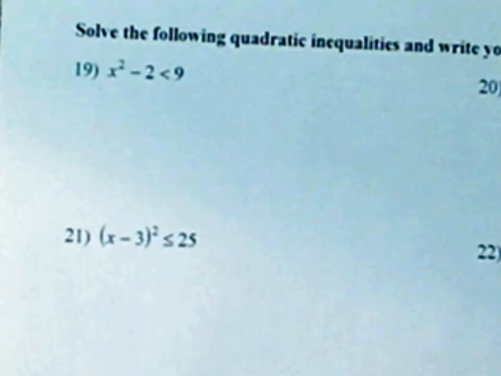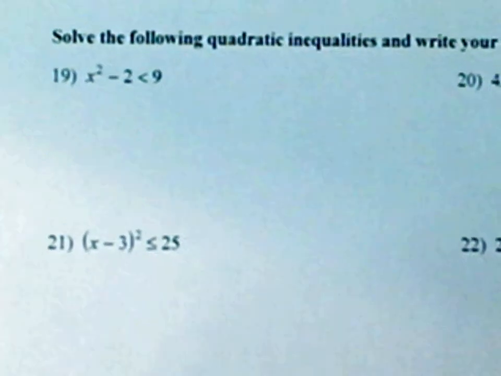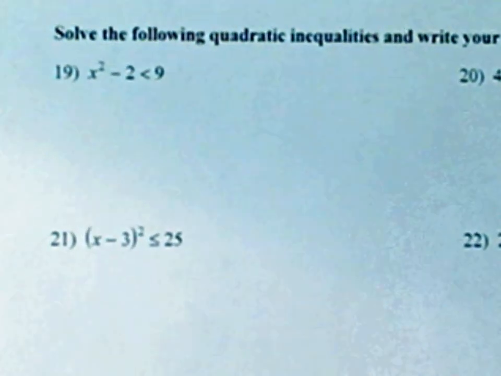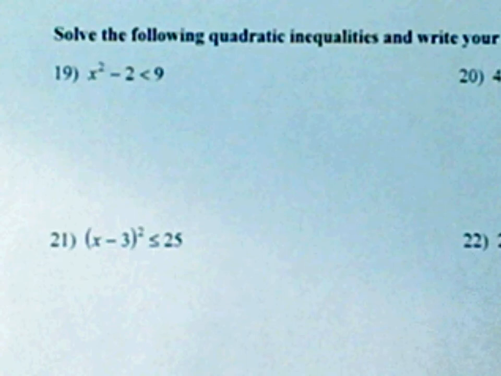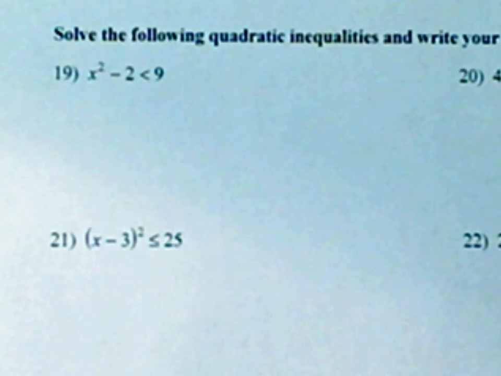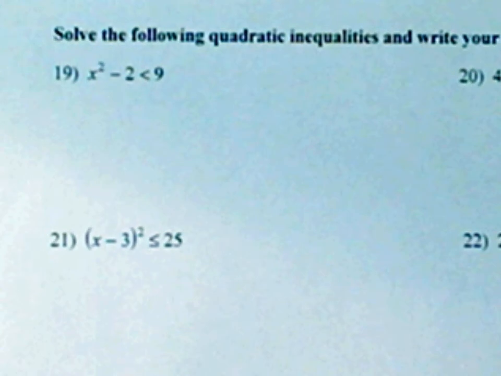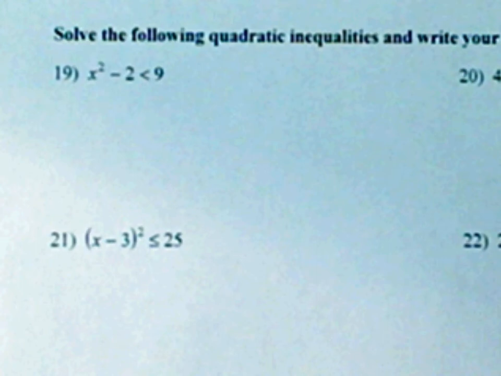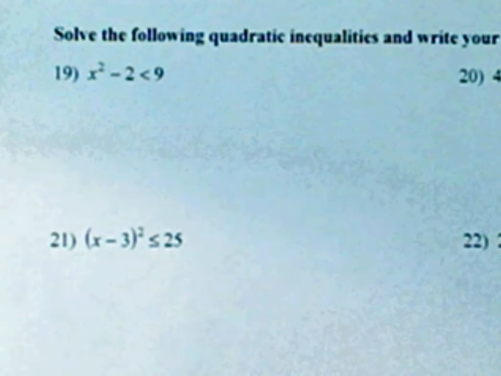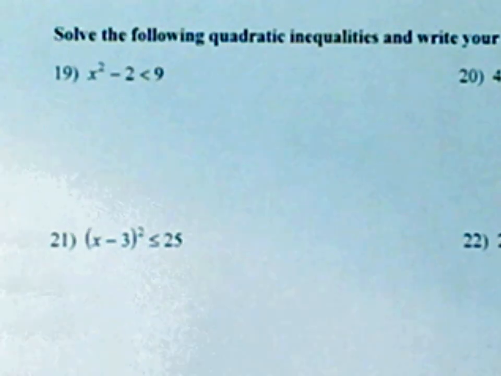Alrighty guys, welcome to page 3 of your 5.0 to 5.3 test review. On number 19 through 26 we are going to solve inequalities, and 27 through 29 we are going to solve each equation and remember to check for extraneous solutions. Okay? Number 19, here we go.